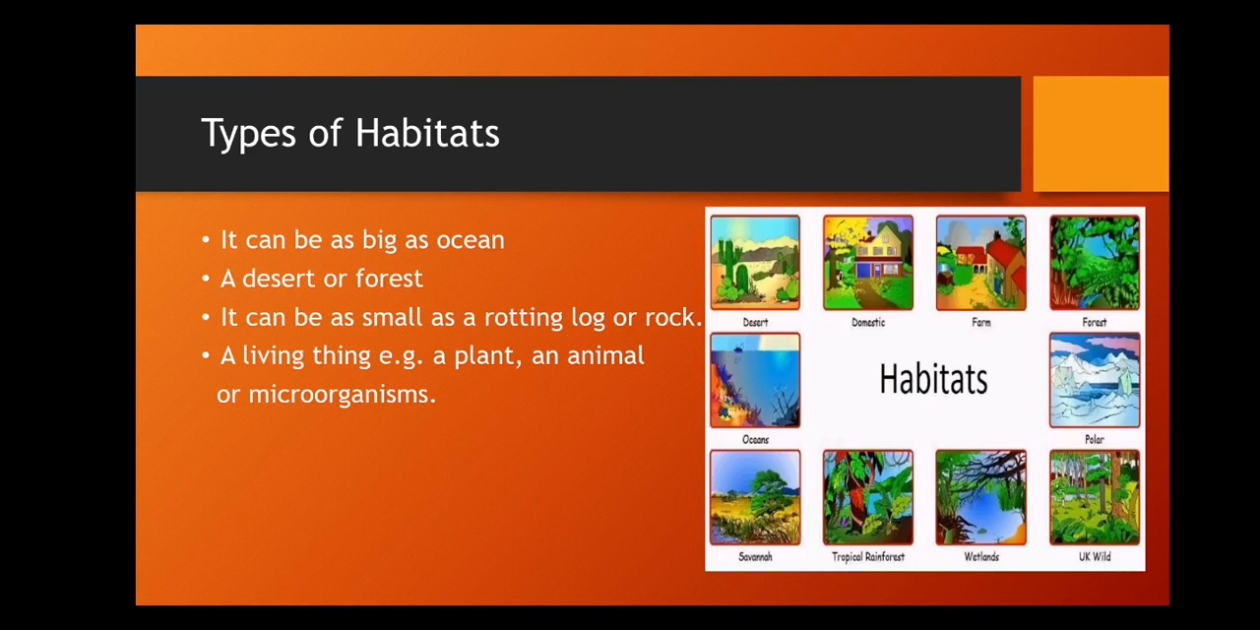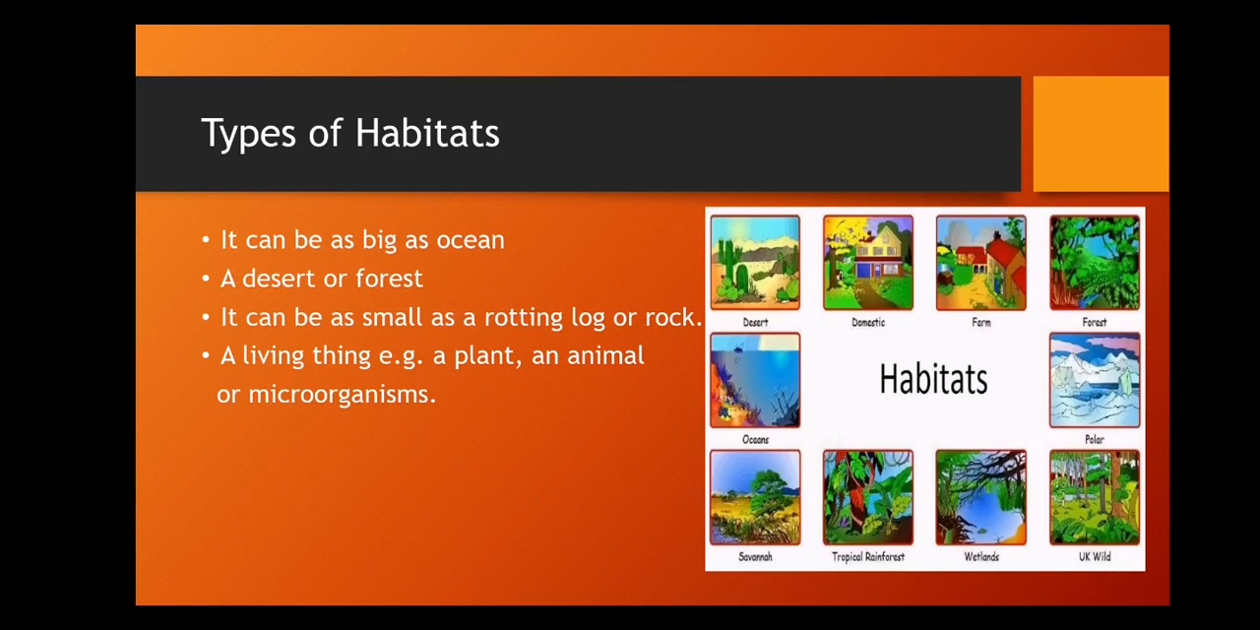Next, we have the types of habitat. There are different types of habitat. A habitat can be a big ocean or a desert or a forest, or it can be as small as a rotting log or rock. A living thing, for example, an animal or a plant or a microorganism, can be a habitat of other living things. And you know that a human being is also a habitat of many different types of microorganisms, such as bacteria, etc.